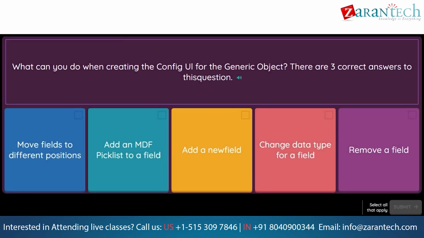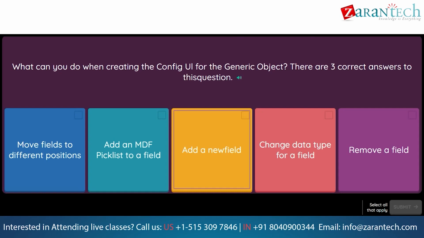Question: what can you do when creating the config UI for the generic object? There are 3 correct answers to this question. Option 1: move fields to different positions. Option 2: add an MDF pick list to a field. Option 3: add a new field. Option 4: change data type for a field. Option 5: remove a field.